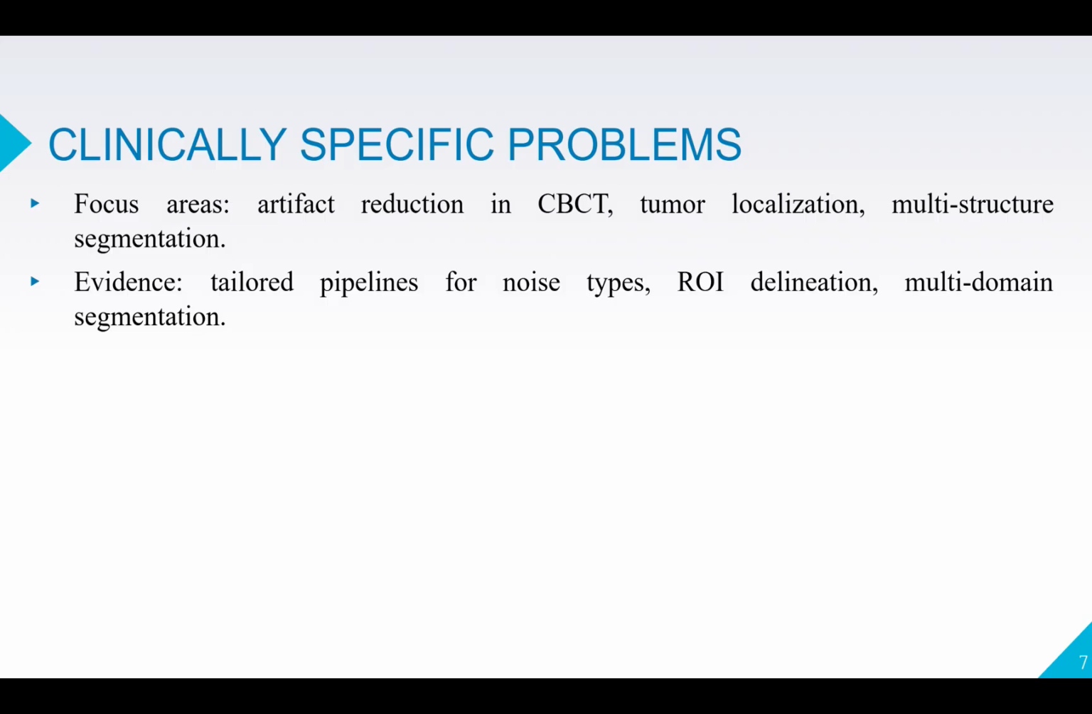Trend 1. Problem specialization. The first trend is a shift from general-purpose tasks to clinically specific problems. Historically, the field focused on broad tasks like classification and segmentation. Now, the research is more grounded in solving specific clinical needs, such as artifact reduction for different noise types in CBCT scans, tumor localization in ultrasound images, patient-specific structural delineation for treatment planning.